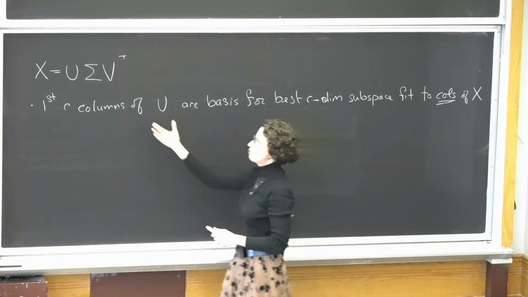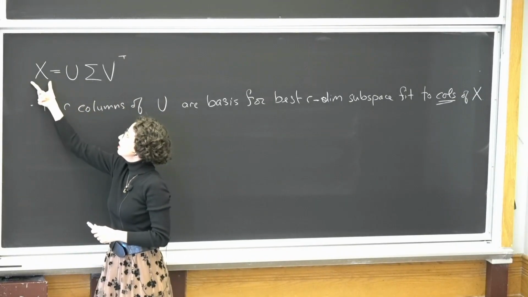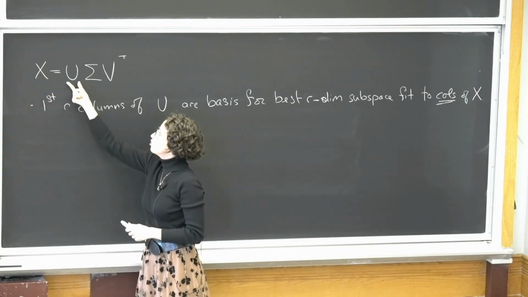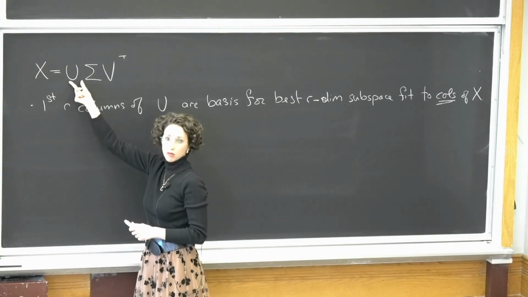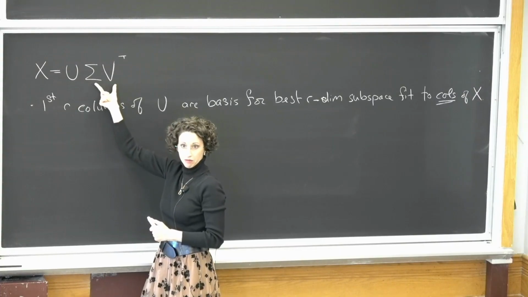We can read this off from this expression because I'm writing each column of X as a weighted sum of the columns of U, where sigma V transpose is telling me the weight for each column.